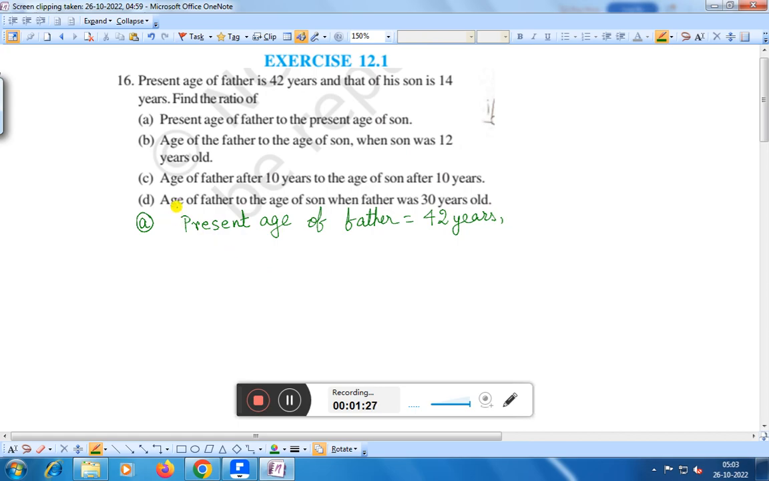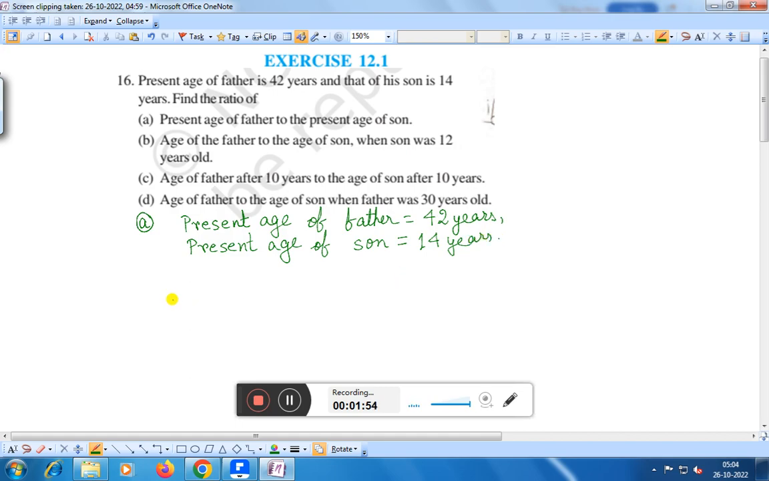Present age of son is equal to 14 years.